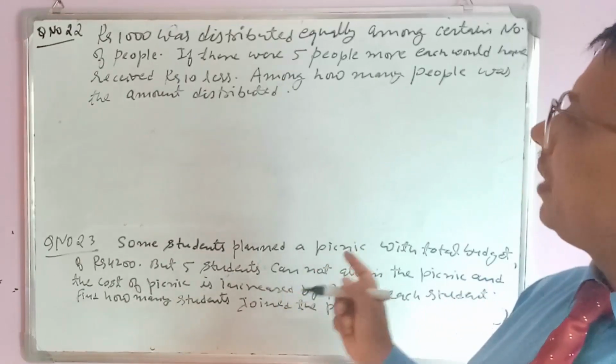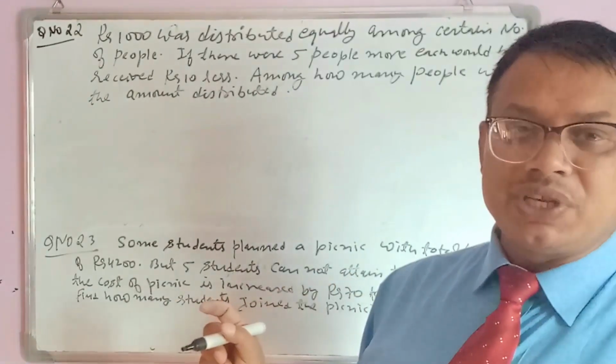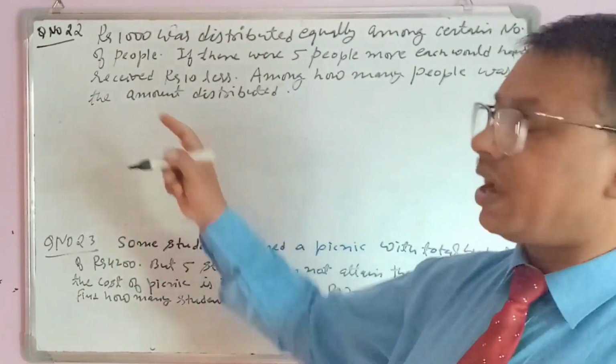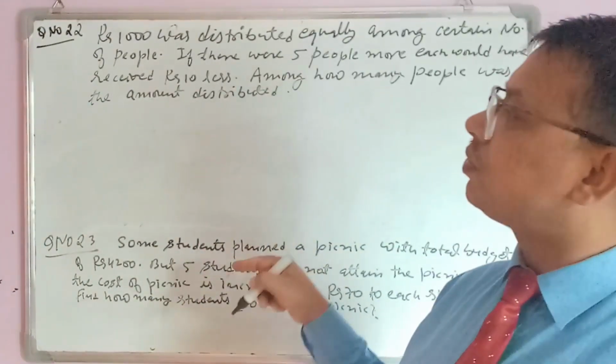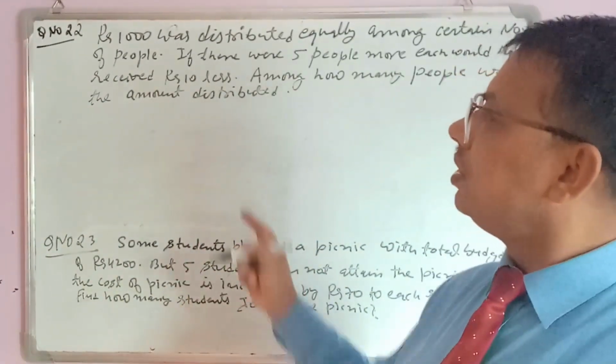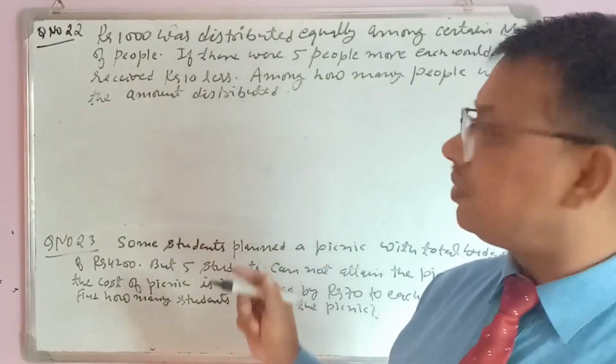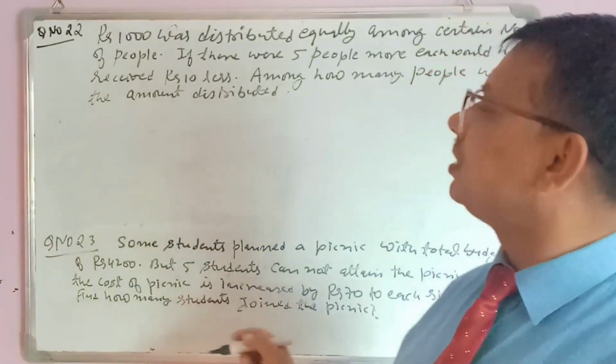Let the number of people be x, and each person will get rupees y. I am not going to write out the question. I'll make the equations only, because this question is similar to question 21. So just listen to the language nicely and write.